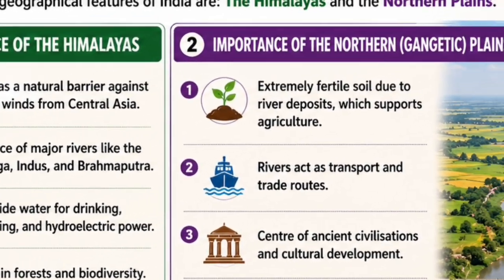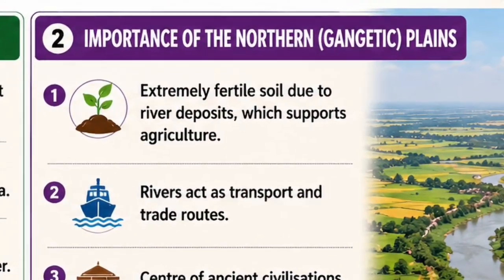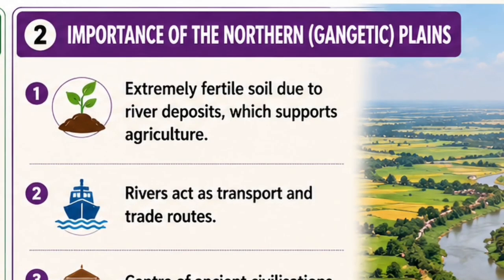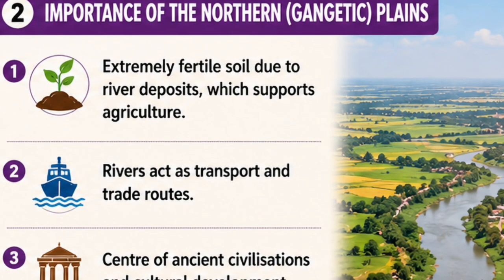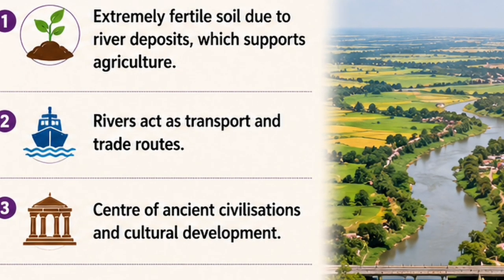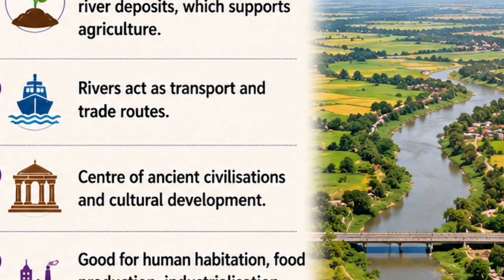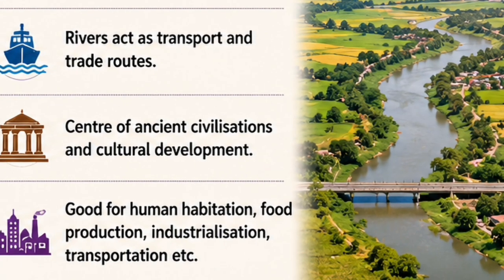The second one is the Gangetic Plains. This is an extremely fertile region because of fertile soil, because of river deposits, and this supports agriculture, right? Point number 2 is that rivers act as transport and trade routes. So transportation and trade routes are supported by the rivers which are available here, right? Ganga and its tributaries and distributaries.